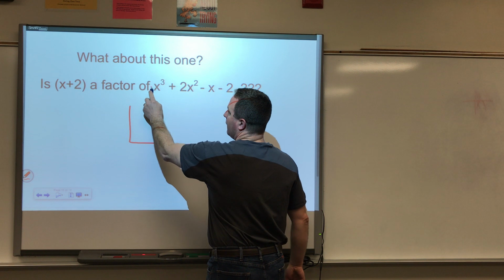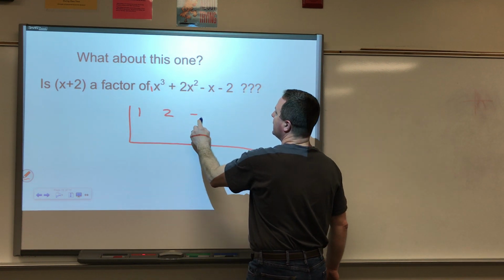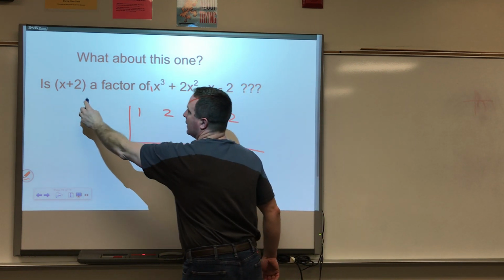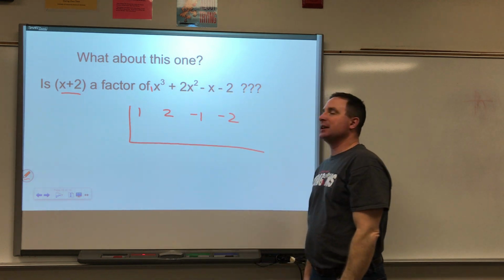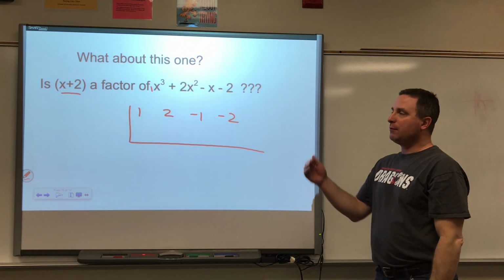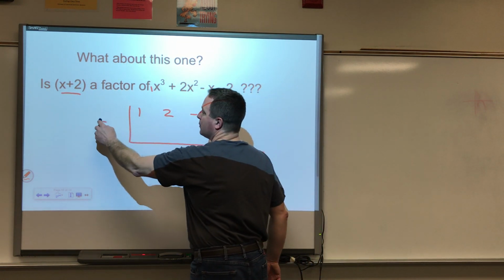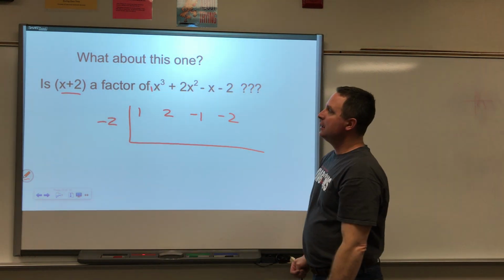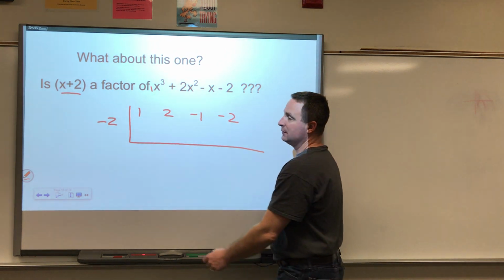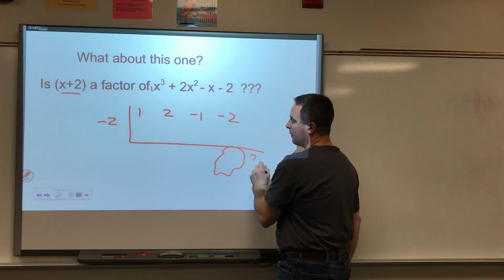If I did 1, 2, negative 1, negative 2. And out in front now I have an x plus 2. Think to yourself, what would you put out in front of that synthetic division symbol? If it's an x plus 2, we're going to do a negative 2. Let's see if it's a factor. Let's see what its remainder is, which is what we're looking for.